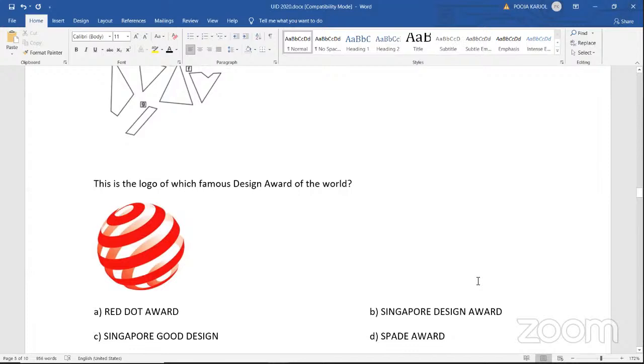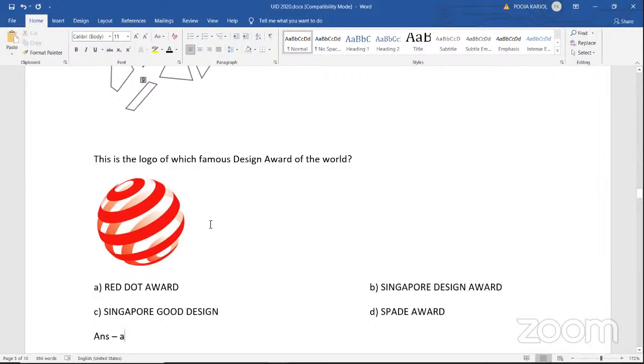What about this? This is the logo of which famous design award of the world? Do you guys know any famous design awards before this? Singapore Good Design. Singapore Good Design. Okay. Red Dot Award. Yes, Red Dot Award. Okay, the answer is Red Dot Award.